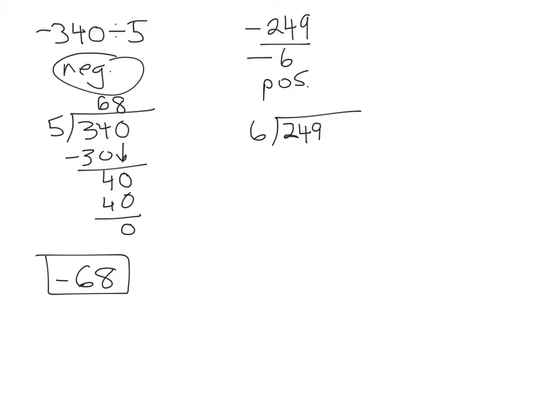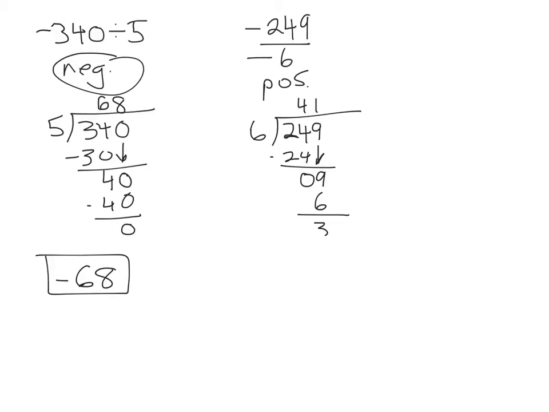So now I got to think, 6 goes into 2. 6 doesn't go into 2 at all, but 6 does go into 24. It goes in 4 times. 4 times 6 is 24. 24 minus 24 gives us 0. We bring the 9 down. 6 goes into 9 once. 1 times 6 is 6. And I get 3. Now, I've run out of room here.